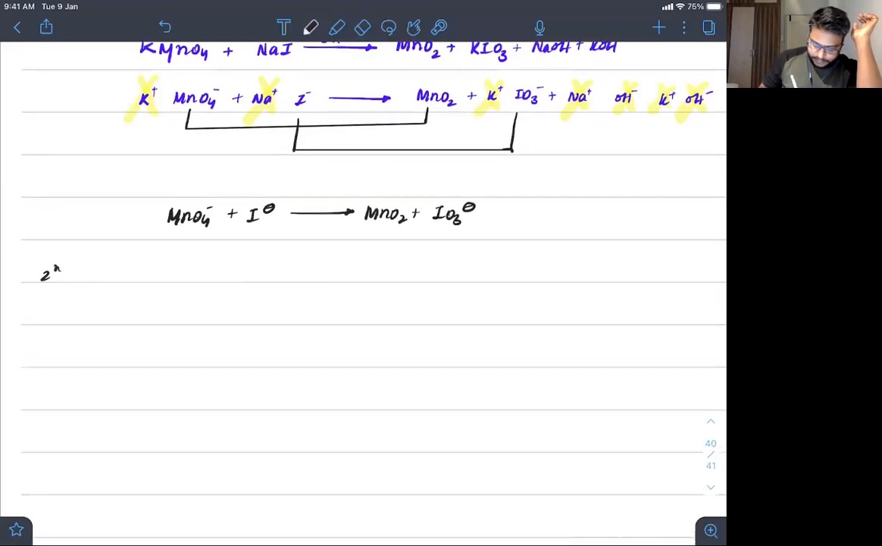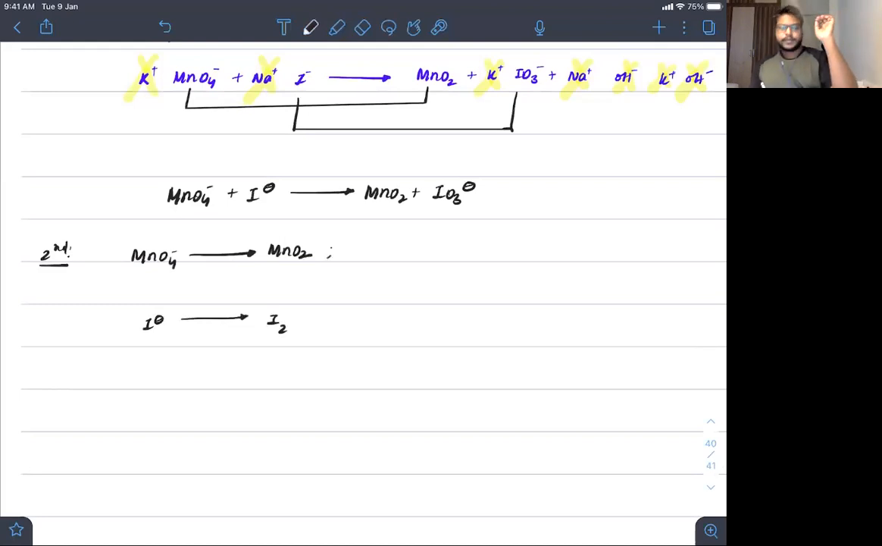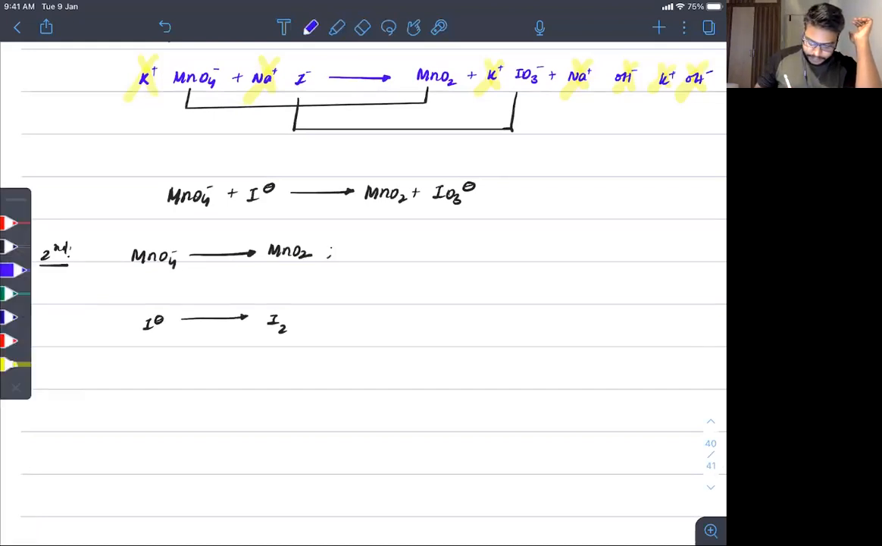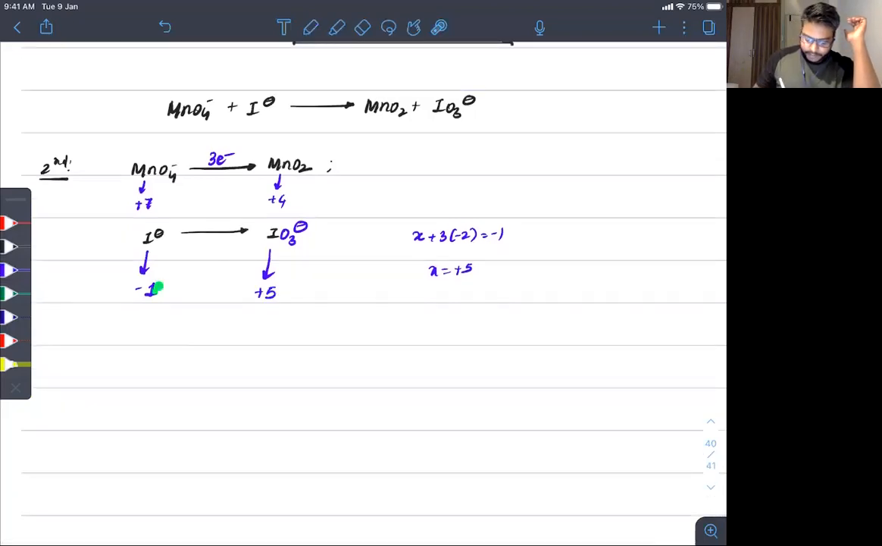The second step is about balancing it. So MnO4- is going to become MnO2 and I- is becoming IO3-. Check out the oxidation states here. Manganese here is +7, manganese here is +4. The number of electrons transferred is 3. Here it is IO3-. Iodine in I- is -1, and in IO3- we calculate x plus 3 times -2 equals -1, so x is +5. So iodine here is +5. From -1 to +5, how would I get there? -1 to 0, 1, 2, 3, 4, 5. So the total number of electrons transferred is 6.